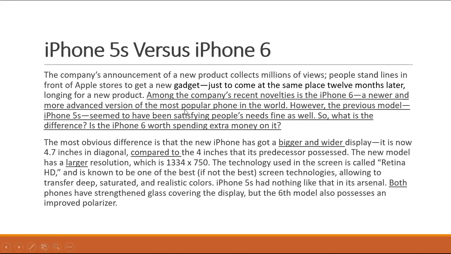Here you can see I have underlined the differences, right? They are talking about how they are differentiated with the use of "however," "newer," "more advanced," right? "Bigger" and "wider" compared to "larger," right? Here we have indicators as well as proper adjectives to be used to describe something that is different from the other, or maybe something that is similar to the other subject.